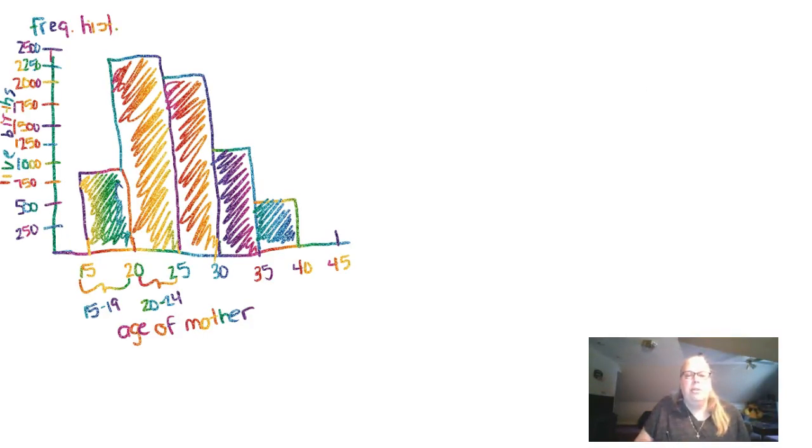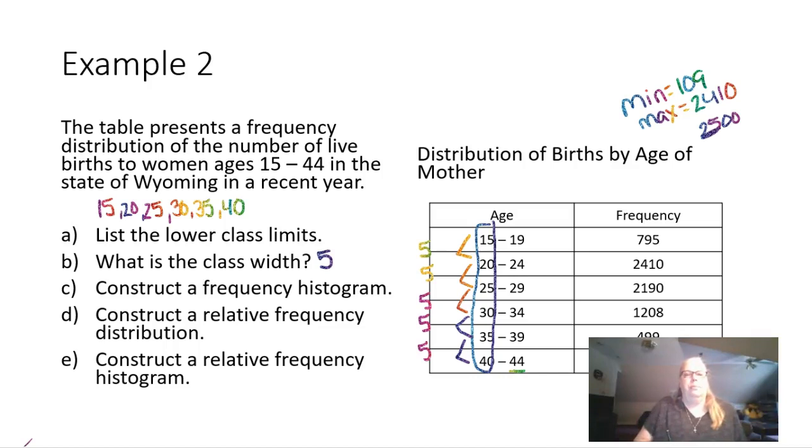That's going to be down here under 250, so I'm going to make sure I have this bar underneath there and come out here to 45 and color that in. And there is our histogram for the age of the mother versus live births. All right.